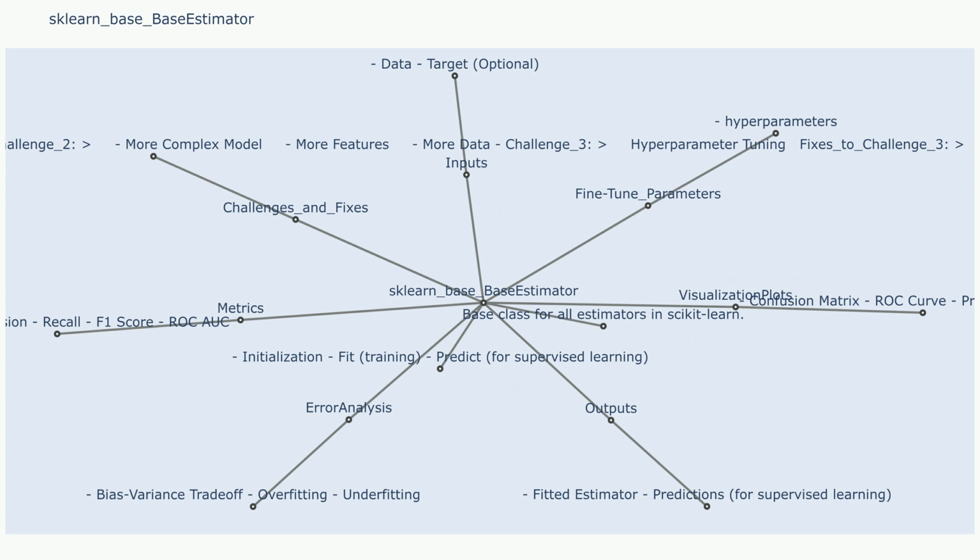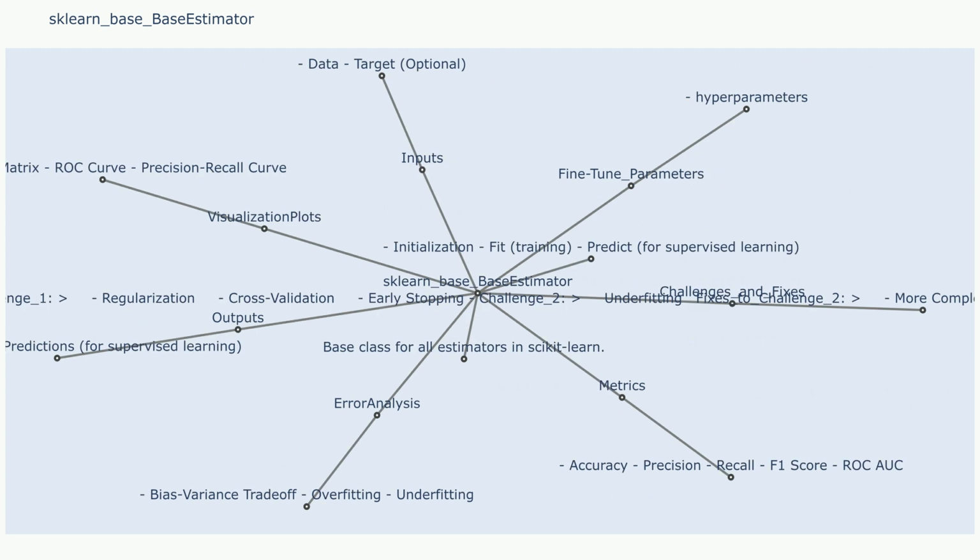Inputs: data. The input data for training or predicting, typically represented as a NumPy array or a pandas DataFrame. Target: for supervised learning, the corresponding labels or target values associated with the data. Outputs: trained model. After training, the estimator learns a model based on the input data and target values, which can then be used for predictions. Predictions: when applied to new data, the trained model generates predictions.